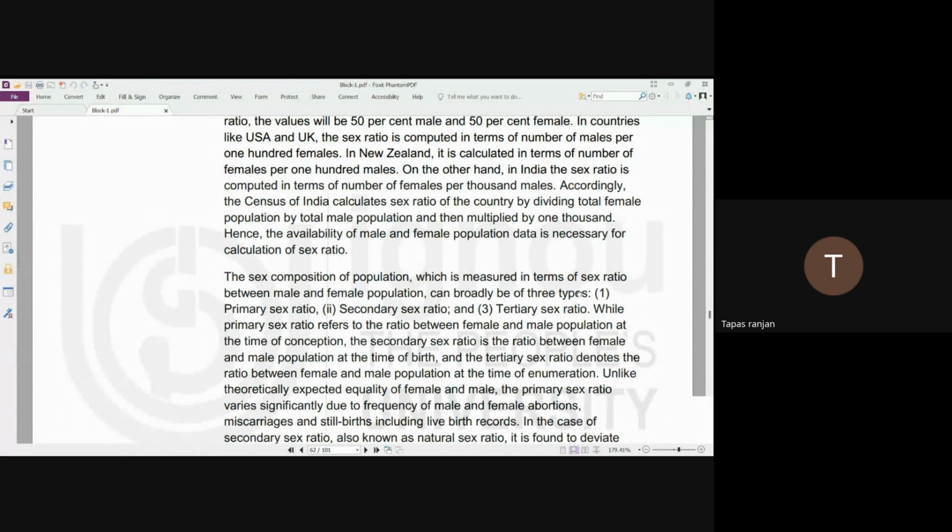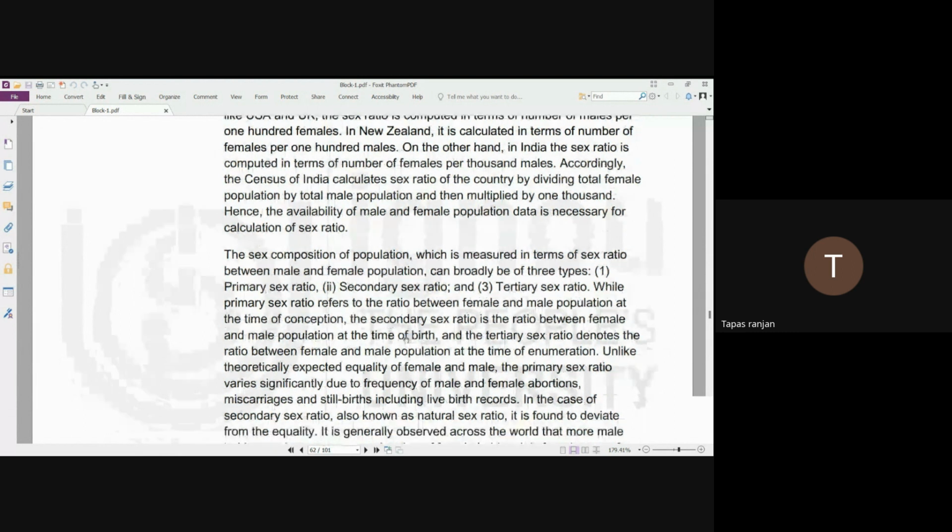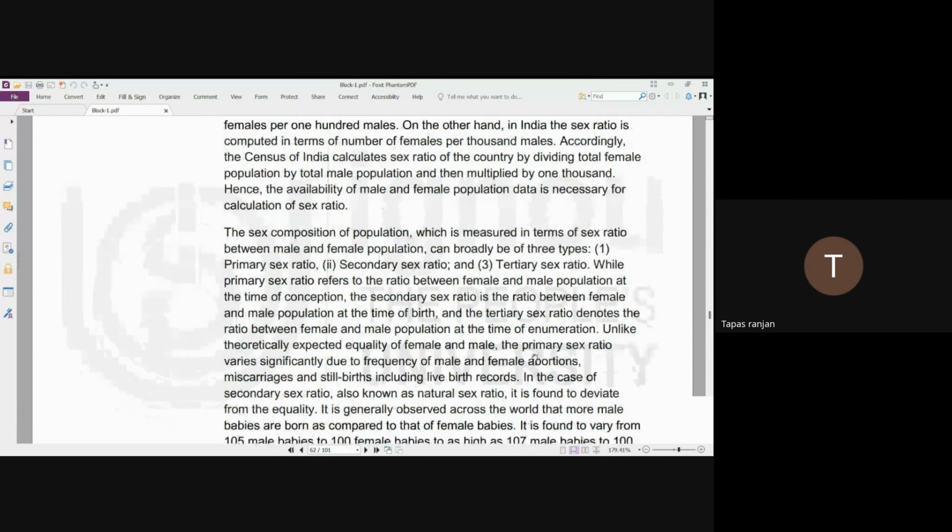Okay, so we'll be discussing these categories of sex ratio. So first one is your primary sex ratio, that basically refers to the ratio of male female population at the time of conception. Okay, then the secondary sex ratio is the ratio between male and female population at the time of birth. And the tertiary sex ratio denotes the ratio between female and male population at the time of enumeration. So it is basically the tertiary sex ratio that we use for enumeration. Okay.